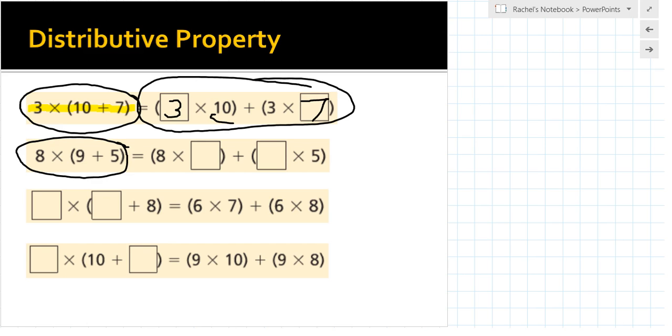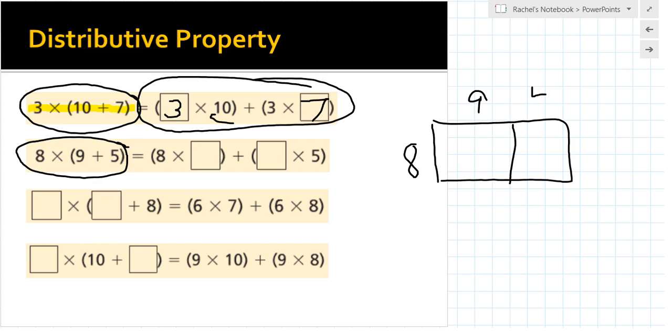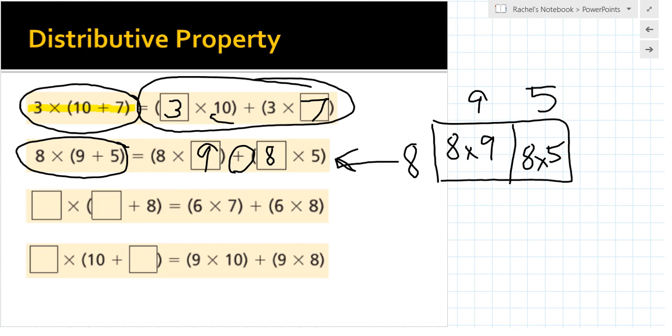For this problem here, the addends are 9 and 5. So we're multiplying 9 and 5 times 8. Thinking back to the rectangle that we had, we would multiply 8 times 9 and 8 times 5. So looking at this sentence here, it fits nicely. 8 times 9 plus 8 times 5 will give us the same problem.